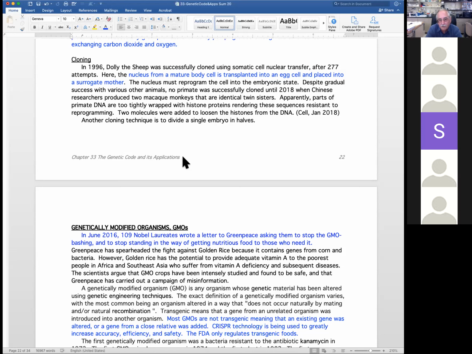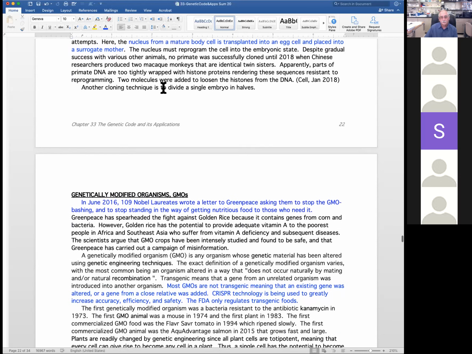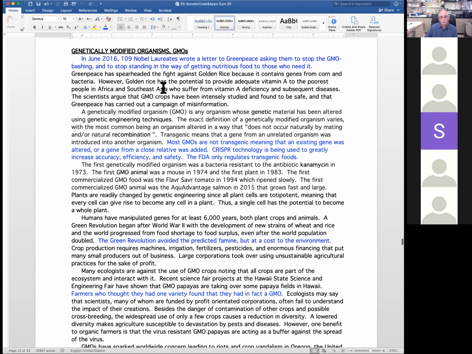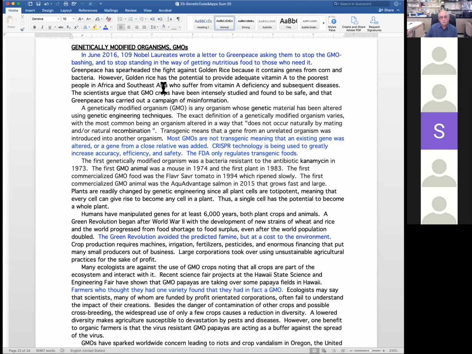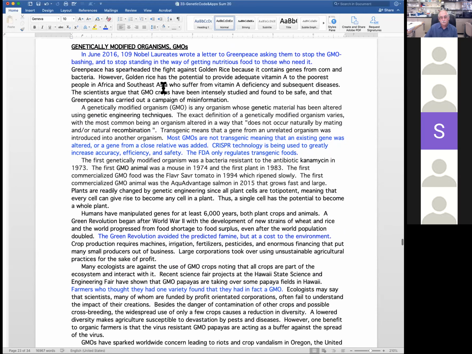So what they found is that the nucleus, how do you say? The reason why it's not easy to do is because in higher organisms, the DNA is just so wound tightly that it's hard to actually do it. So recently, some Chinese researchers produced 2 monkeys that are identical twins using cloning. So there's a way around this. Anyway, I just wanted to give you guys some ideas of what kind of stuff is in the news.